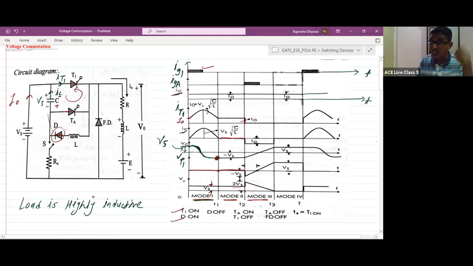So that's why it is a voltage commutation. Is this clear? As soon as TA turns on, the capacitor voltage will appear as a reverse voltage for the thyristor T1. So the auxiliary thyristor is turned on, and thyristor T1 is turned off due to the high reverse voltage. That's why it is a voltage commutation.